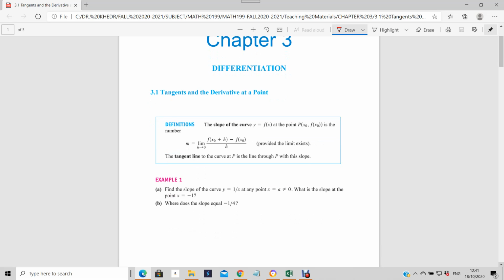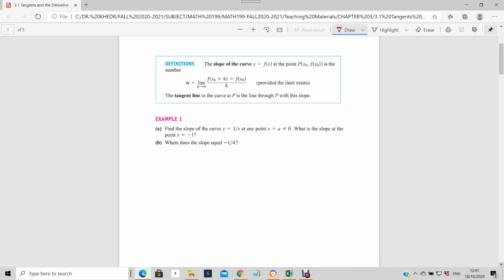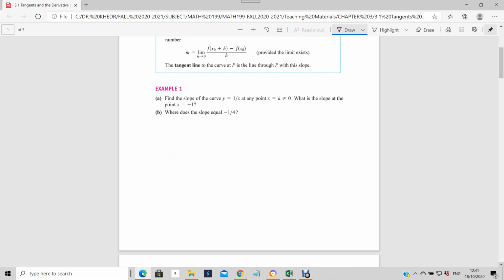We did learn this in chapter 2, and we did solve some questions on this definition of the slope of the curve, or the slope of the tangent line to the curve. Let's see again this example. Example 1, find the slope of the curve y equals 1 over x at any point x equals a, which is not equivalent to 0. What is the slope at the point x equals minus 1? Where does the slope equal minus 1 over 4?